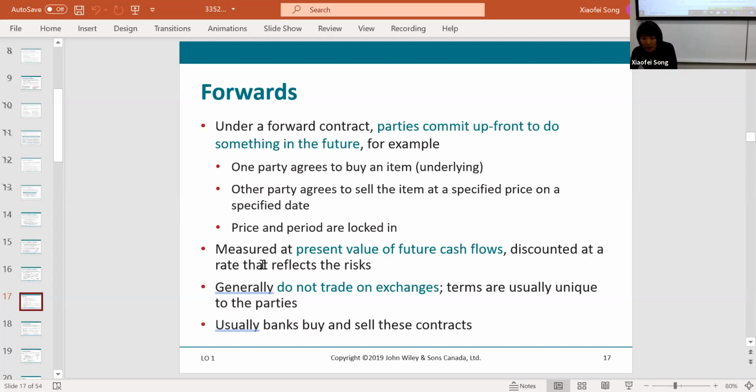Okay, forward measured at the present value of future cash flows discounted at a rate that reflects the risk. So that's what a fair value will reflect anyways. Generally do not trade on exchange. Terms are usually unique to the parties. So usually it's a private arrangement between banks and between parties. Bank can buy and sell these contracts.